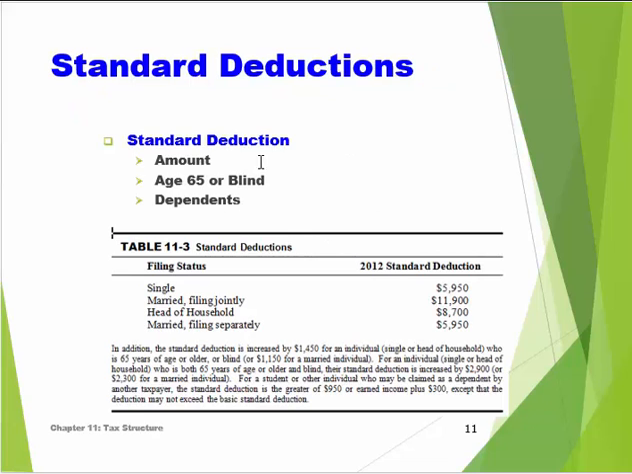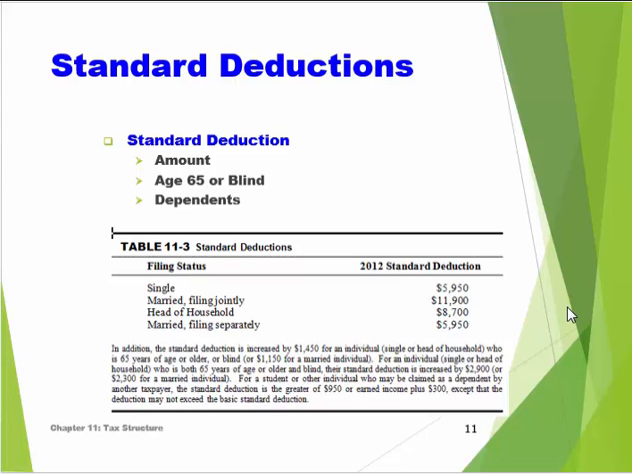We had talked about standard deductions. What are the amounts? Well, if you're single, the government says, we're going to give you $5,950 as a deduction from your taxes. And then from that amount, you calculate your tax. If you're married filing jointly, you get $11,900.